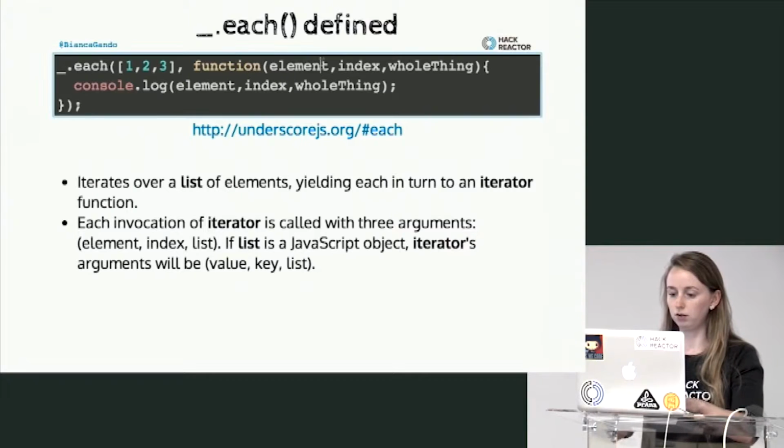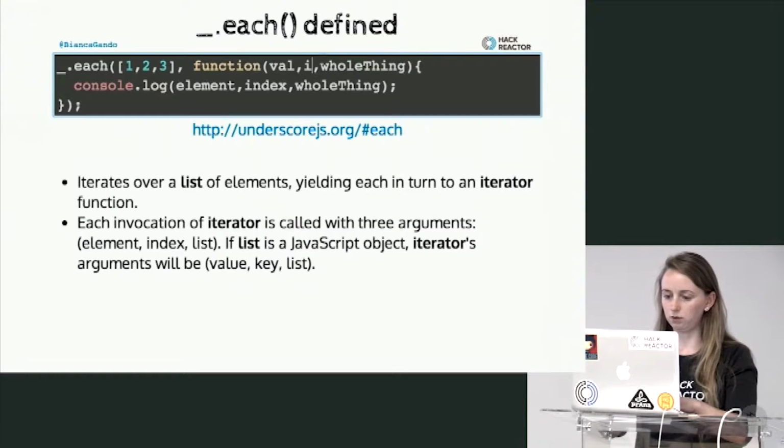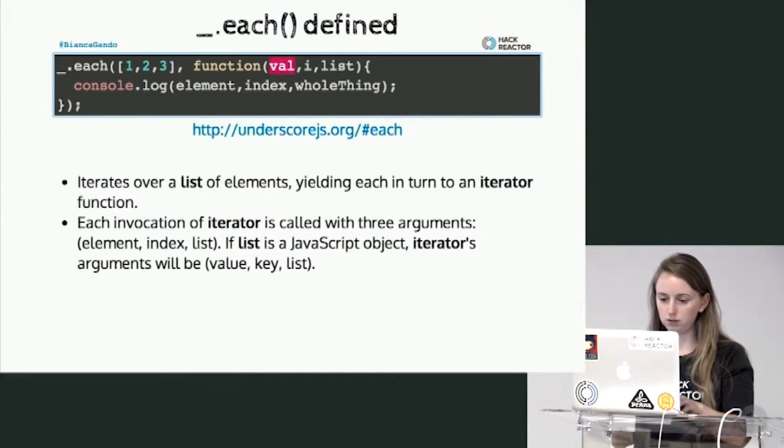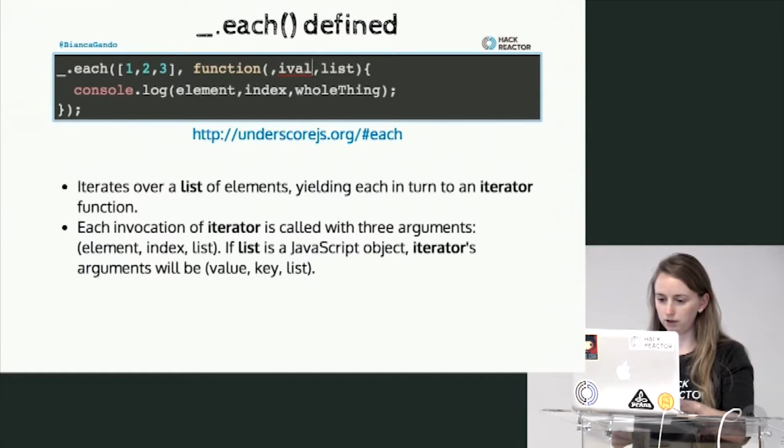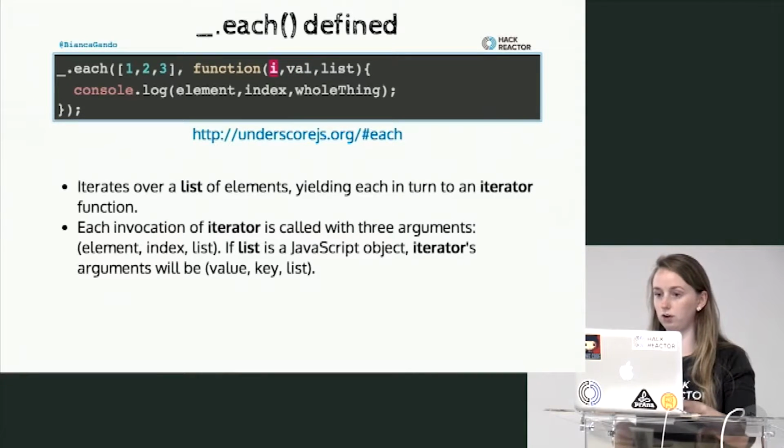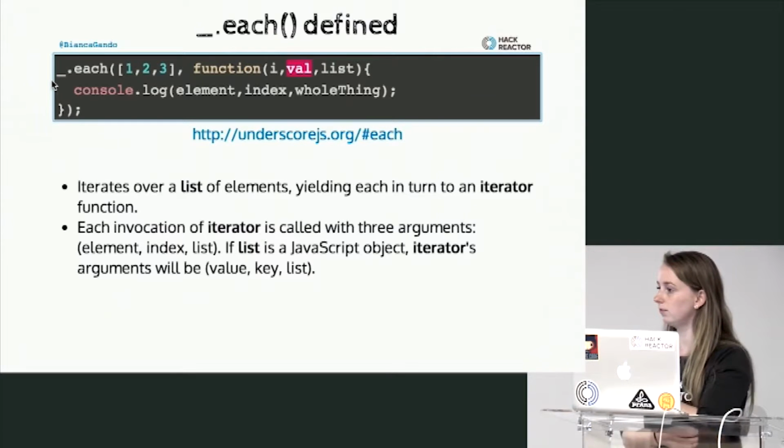So for example, we had it like this before: val, i, and list, right? If we swapped val and i like that, i would then be val. So you can't mix these up. You can name them whatever you want, but it's not going to affect the value that it holds. So this first one is always going to be the value, and the second one is always going to be the index. Cool?